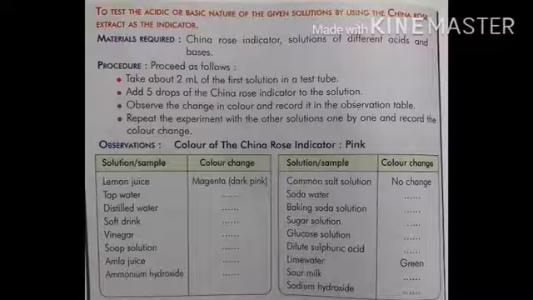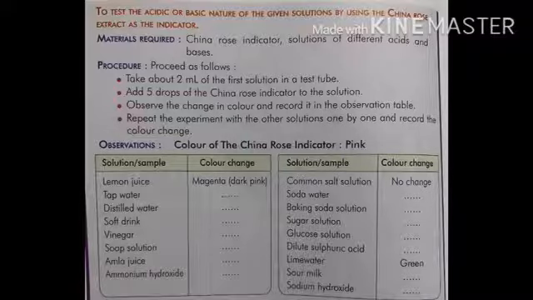Now let us start with activity number 4. To test the acidic or basic nature of the given substance by using the China rose extract as the indicator. The color change is: for acid, it turns to magenta, neutral is pink, and the base is green. Now, material required: China rose indicator, solution of different acid and bases.